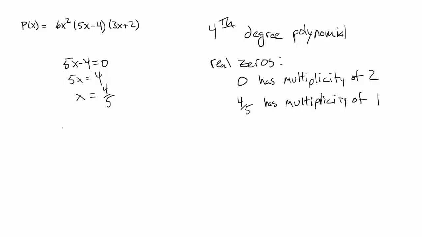And then the last factor is 3x plus 2. If we set that equal to 0, we're going to subtract 2 from both sides. And now we're going to divide by 3, so x is equal to negative 2/3. So negative 2/3 has a multiplicity of 1 as well.